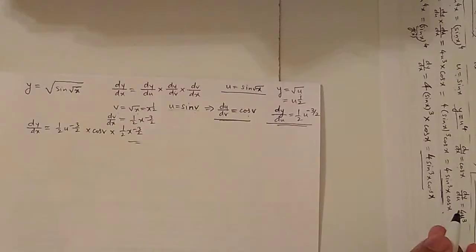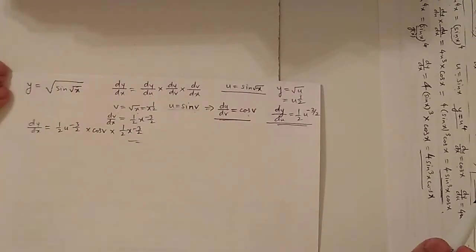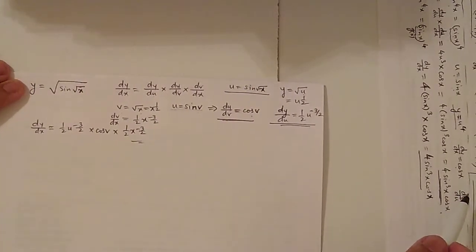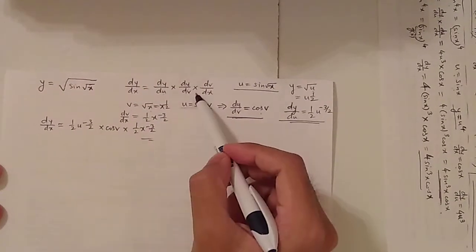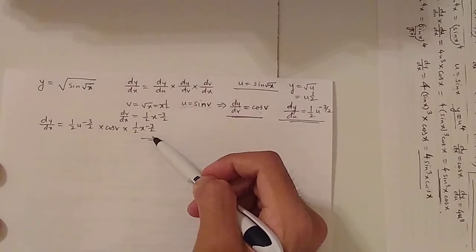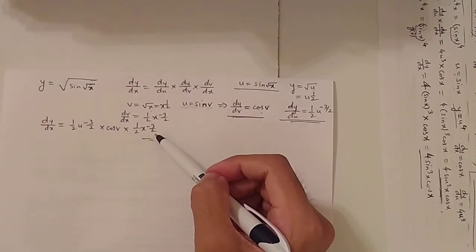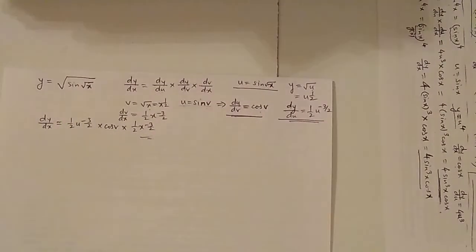And here you have an answer. Okay, but notice that the question had simply y and x. It did not have u and v. We introduced u and v to help us find the answer, and so in the final answer we need to remove u and v because the question did not have u and v.